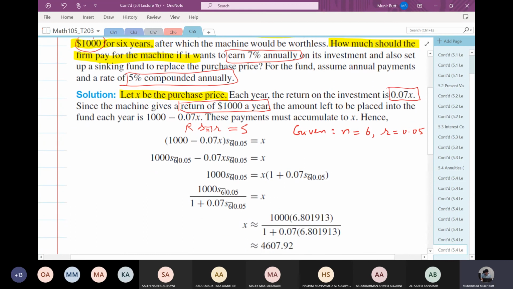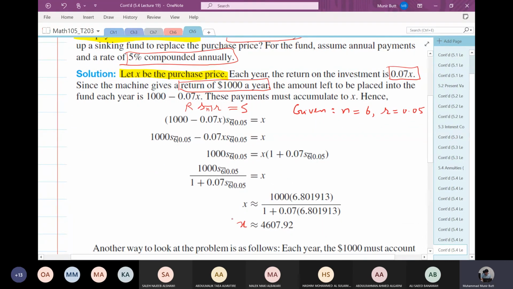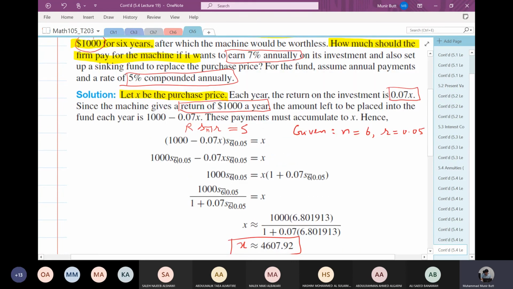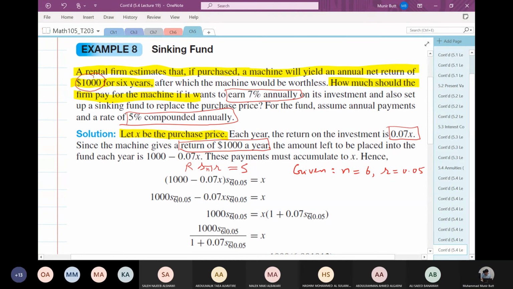And when you simplify, you will get that the price will be 4607. So if you have calculators, I ask you to please do this now, and let's see if you got this point or not.